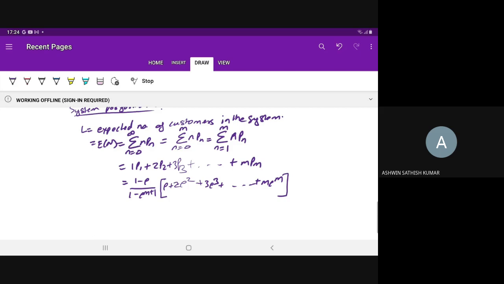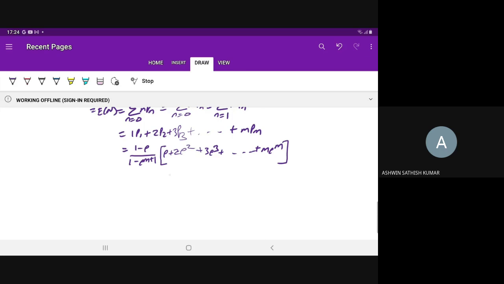Clear? So let's say s is equal to rho plus 2 rho square plus 3 rho cube plus up to m minus 1 rho to power m minus 1 plus m rho to power m. This is your s. If you multiply by rho on both sides, we have rho square plus 2 rho cube, 3 rho to power 4, up to m minus 1 rho to power m plus m rho to power m plus 1.